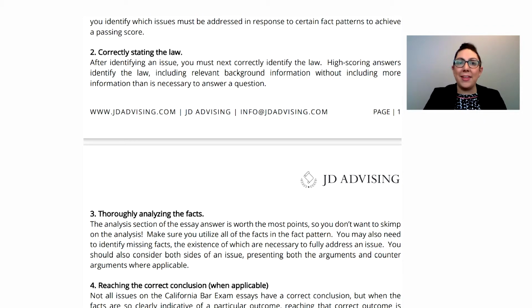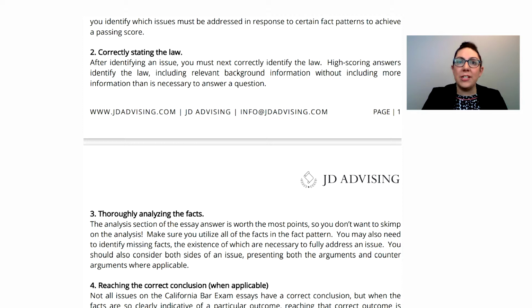After you identify the issue, you want to make sure that you have a proper and correct rule statement identifying the applicable law. How much detail to include in your rule statement depends on the issue. Sometimes they're looking for a very specific, very direct rule statement identifying the exact issue being tested. Sometimes they're looking for a little bit more background information. The amount of detail needed changes from one issue to another.